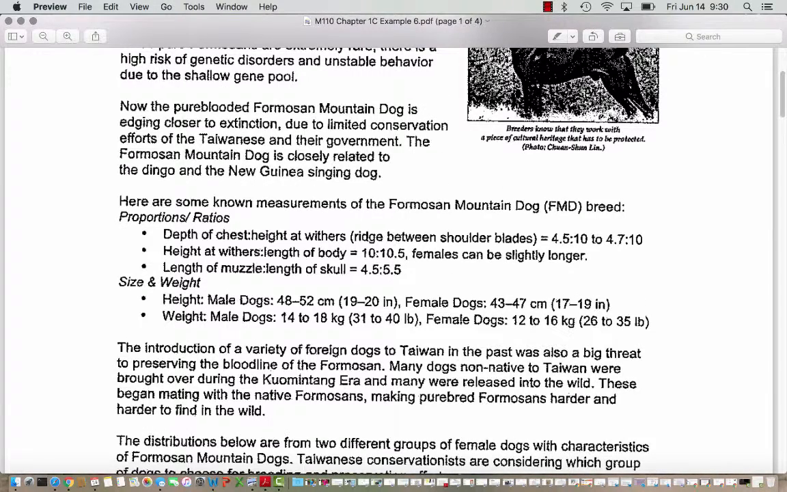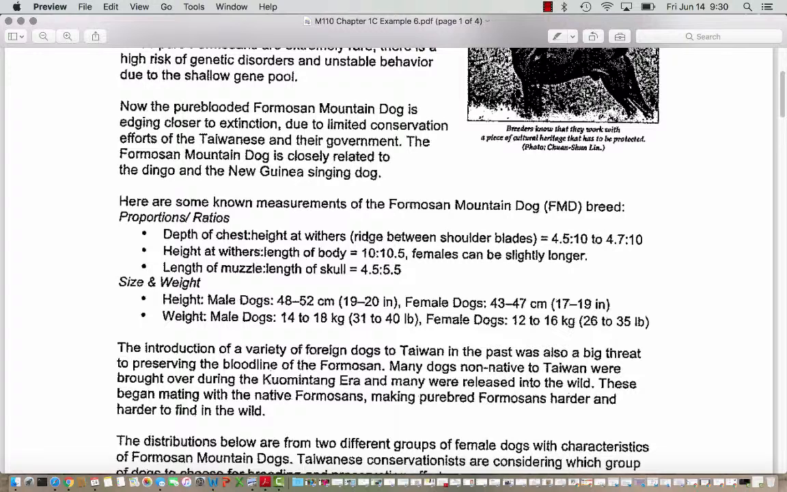The reason we're studying the Formosa mountain dog is because they are getting close to extinction. Only a few hundred of these dogs remain. And so there's a group of people trying to conserve the breed and keep the breed from extinction.